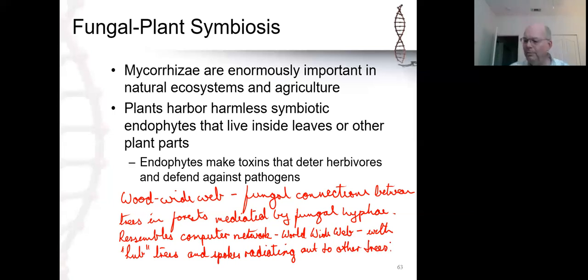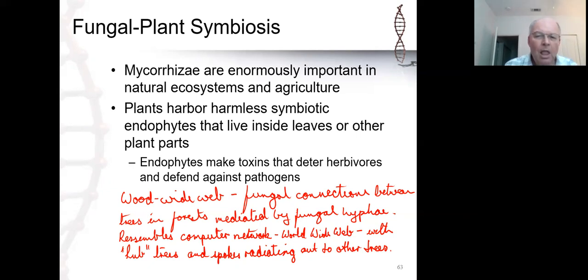So remarkably, this wood wide web formed by fungi and the trees that they are symbiotic with actually was a forerunner of what we now refer to as the World Wide Web. There is a remarkable similarity between the structure of the World Wide Web and the Wood Wide Web, including hub trees that are central and act as distribution points for signaling between trees attached to the hub.